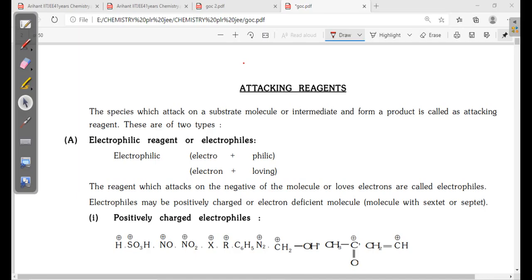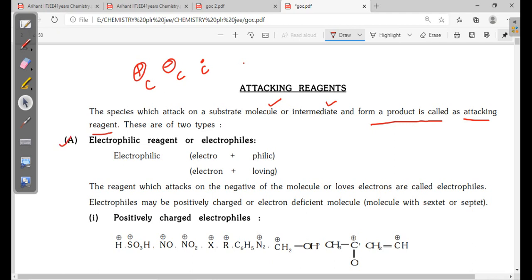Now, these three are attacking agents. What are those? Positive electrophile, nucleophile, and free radical. I am taking one carbon example. The species which attack on the substrate molecule or intermediate and form a product are called attacking reagents. These are attacking reagents. These are of two types.